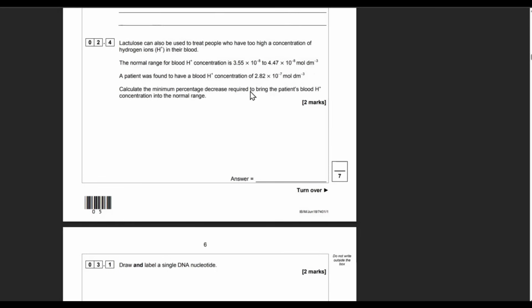Calculate the minimum percentage decrease required to bring the patient's blood concentration into the normal range. So their hydrogen ion concentration is larger. Look, it's to the minus 7. The range is to the minus 8, so it's smaller. What is the percentage decrease that we need to bring it within the range? Our range is 3.55 times 10 to the minus 8, and this range stretches all the way to 4.47 times 10 to the minus 8.